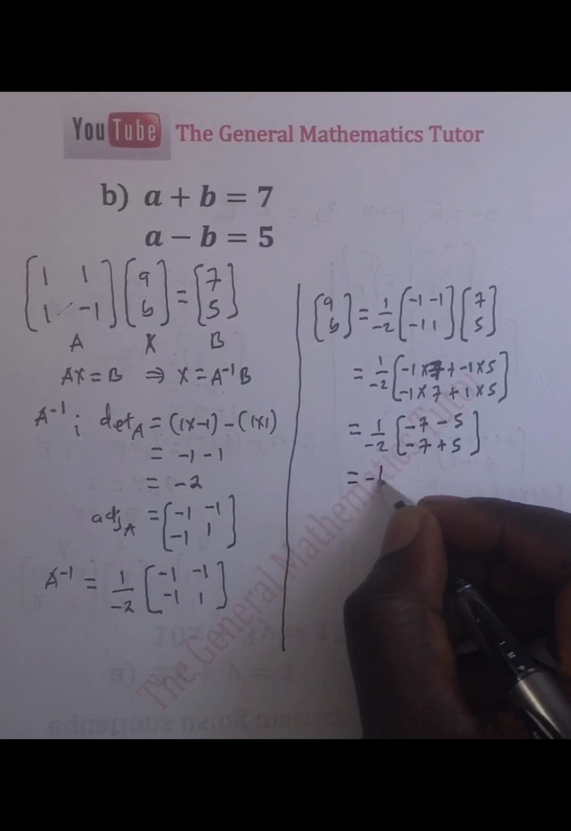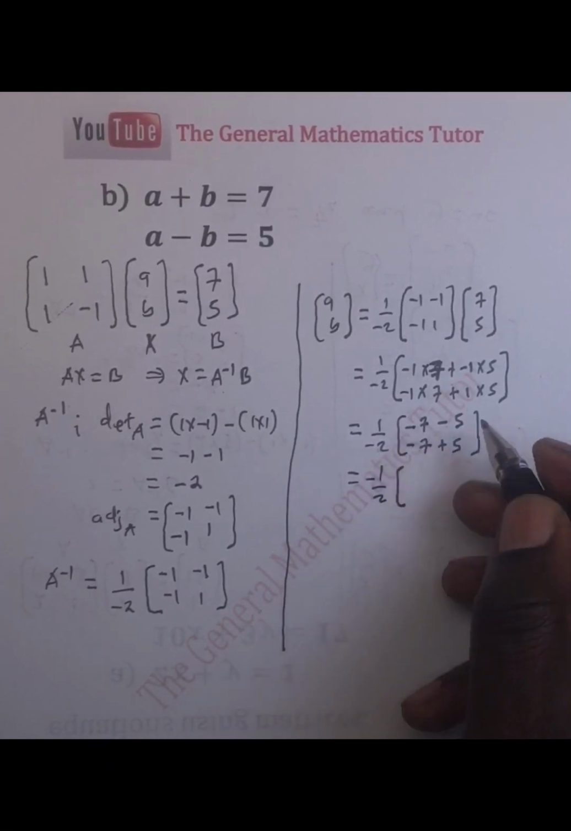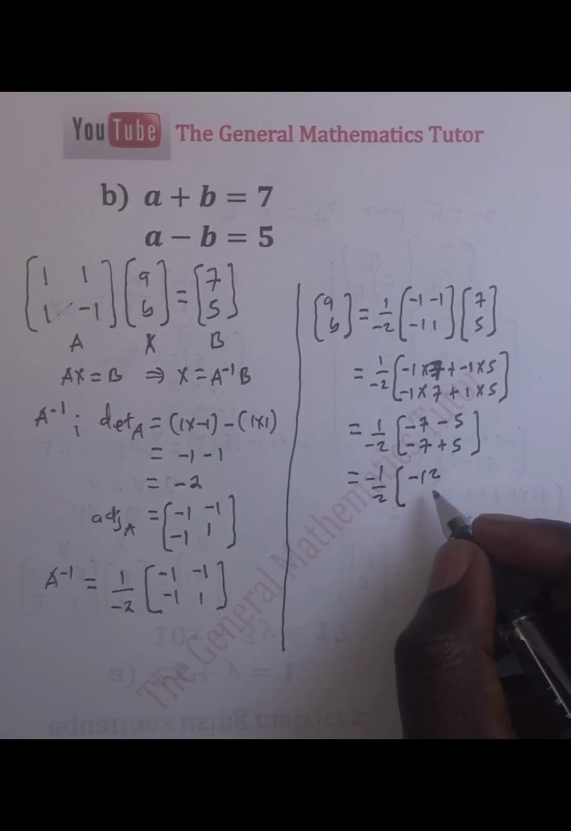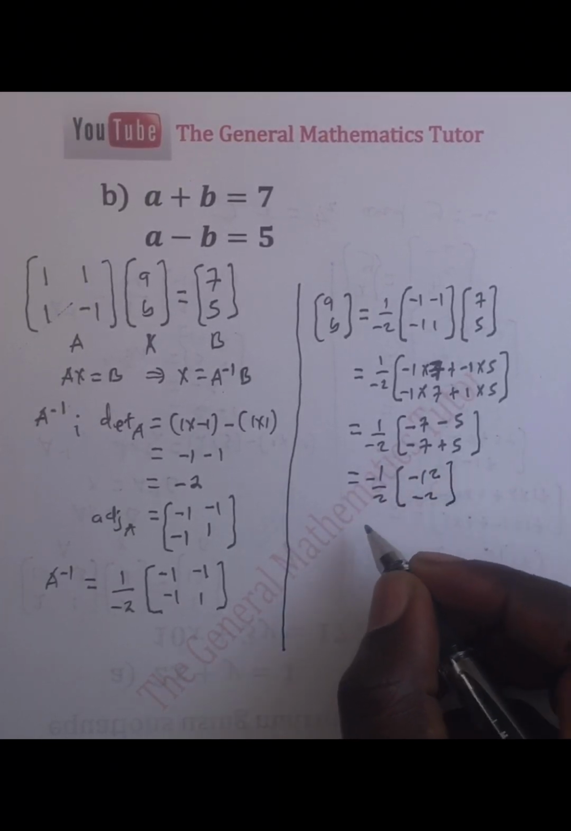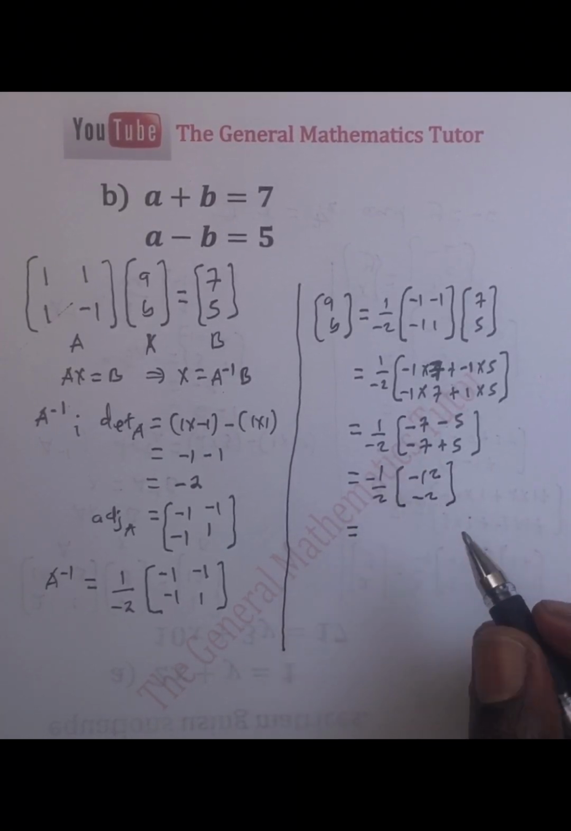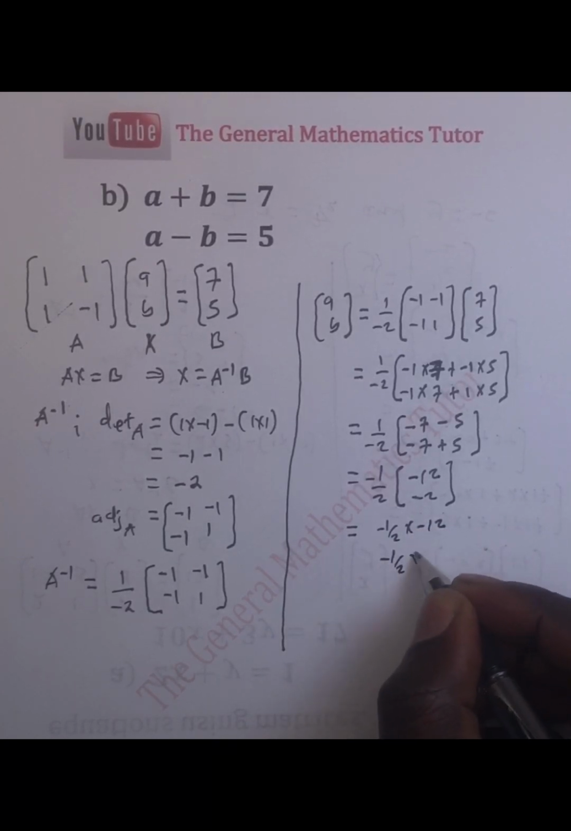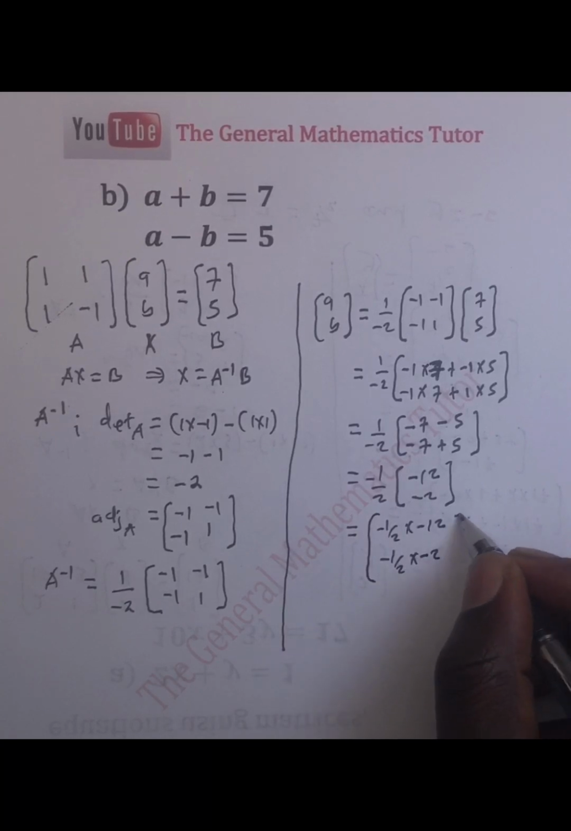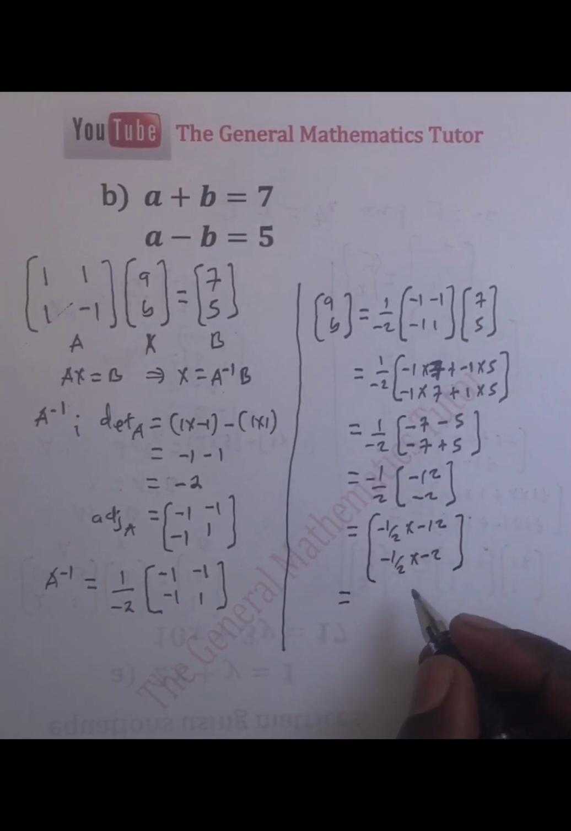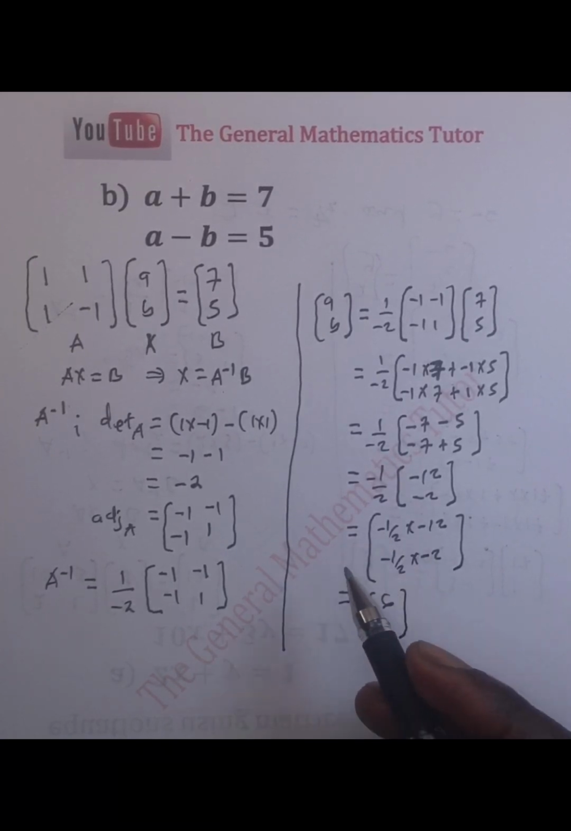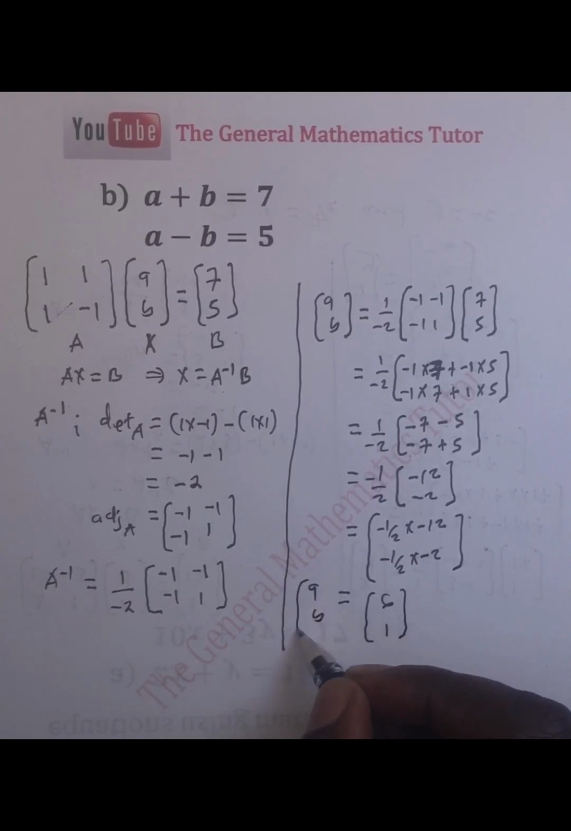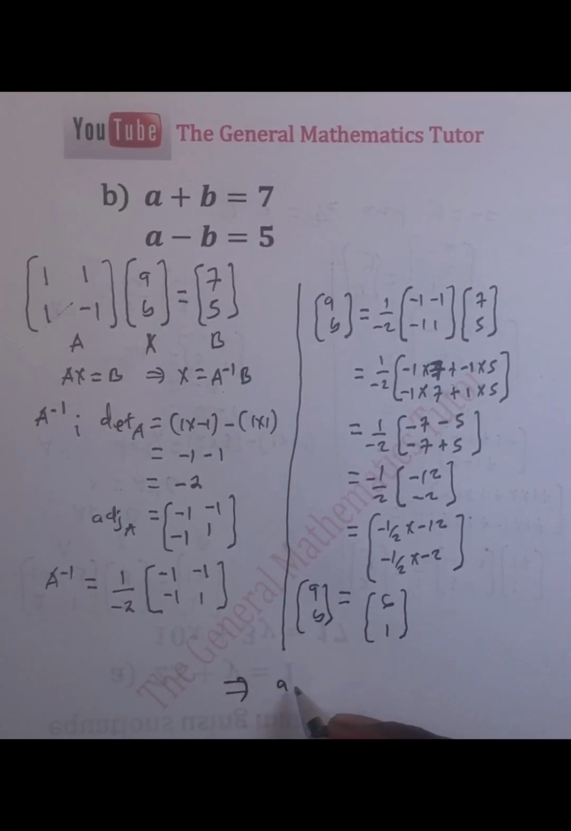We can simplify this further so that we have negative half into minus 12, and down here we have minus 2. So we can multiply that matrix by the scalar so that we have negative half times negative 12, and negative half times negative 2. If we simplify this, we're going to get 6, and here we're going to get 1. And remember, this was a and b. So this implies therefore that a is equal to 6 and b is equal to 1.